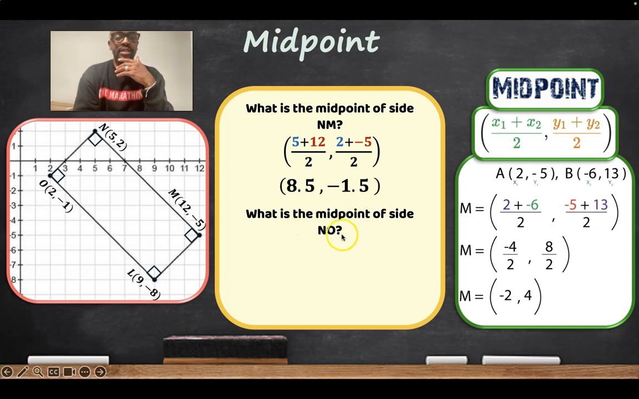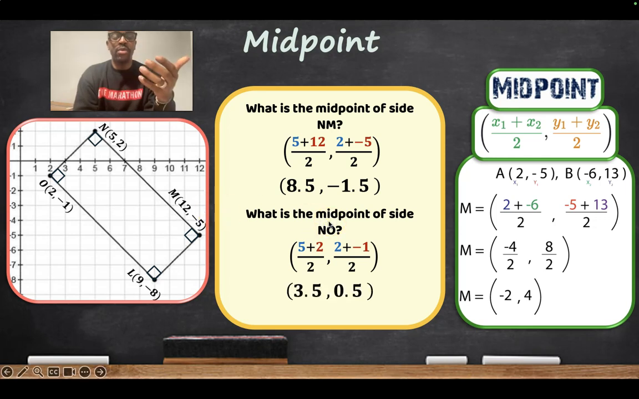Now when we look at our next example, which is find the midpoint of side NO, now we're looking for the midpoint between 5 comma 2 and 2 comma -1. So to find the midpoint, we have to add the x's and divide by 2, so 5 and 2, and the y's and divide by 2, which is 2 and -1. If you type all this in one step, it'll give you the coordinate point on the graph, which should be 3.5 comma 0.5. That is the midpoint between these 2 points.